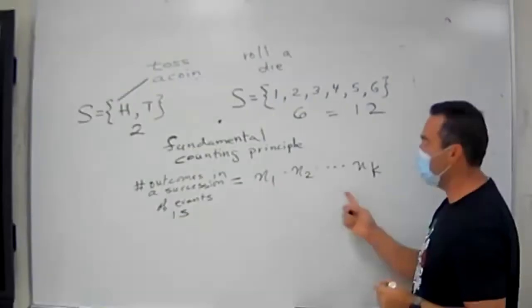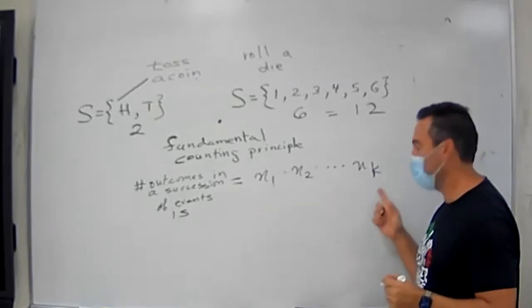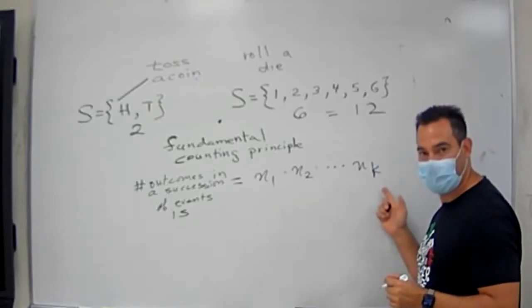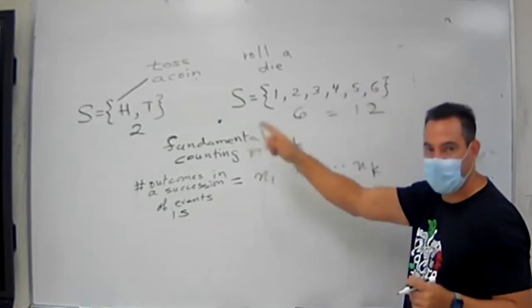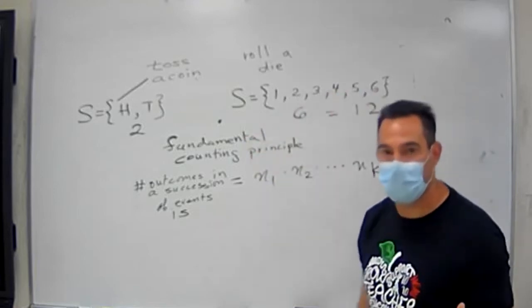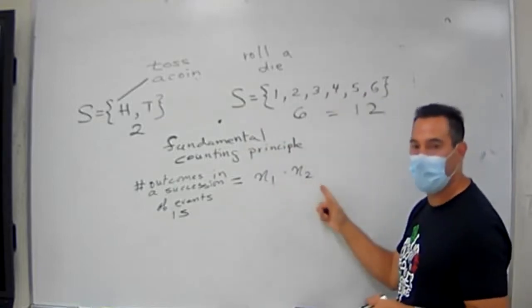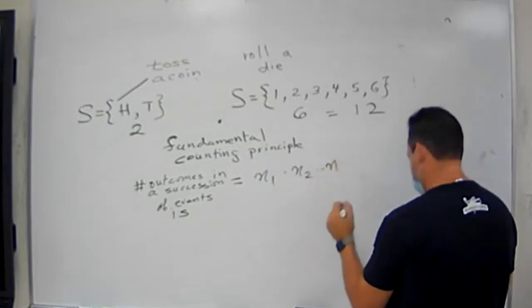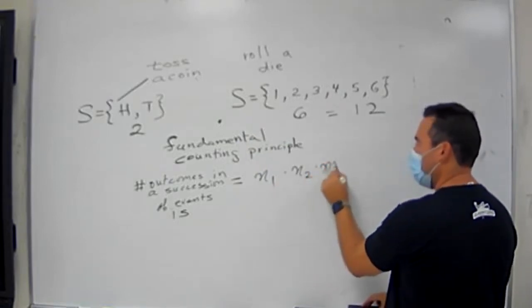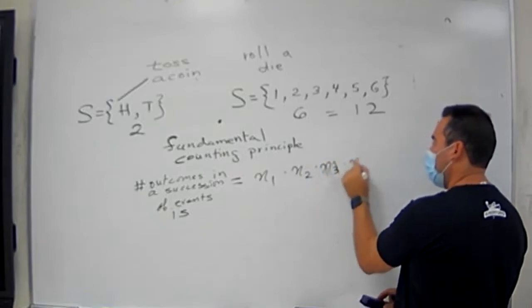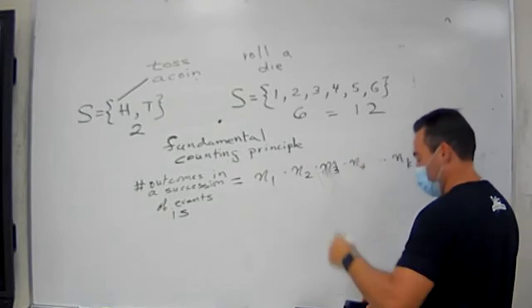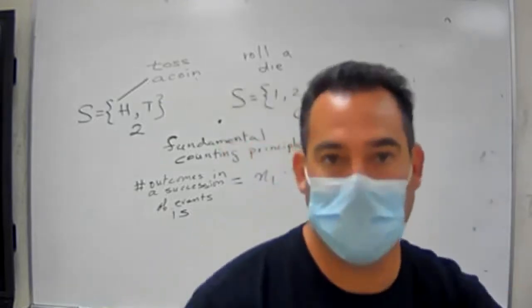What does nk stand for? So if you had 10 things, k would be 10. If you had 10 different spaces, 10 different things you did. If you had 2, then it would end here: first one times second one. If you had 3, it would end here. If you have 4, it'd be here. k says, do it until the last one, whatever k might be.